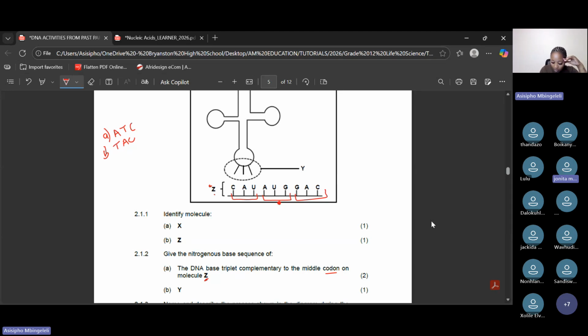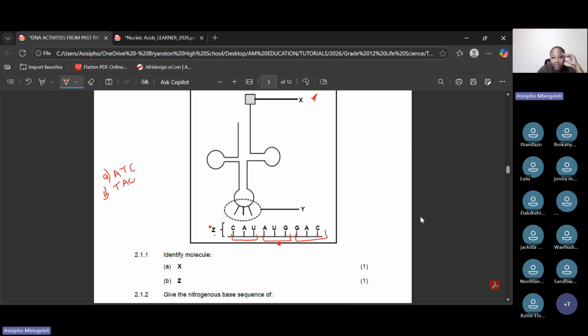Let's figure this out. What are we given? A messenger RNA. What do they want? DNA-based triplets. So we are just going to use these bases, and they said the middle one. This is the middle one because this is codon 1, the second one, and the third one. So we are going to pair these bases. We are going back to DNA. Sorry, it's ATG. ATG. Okay, noted. So let's see what we have here.